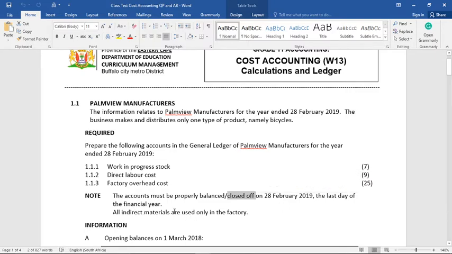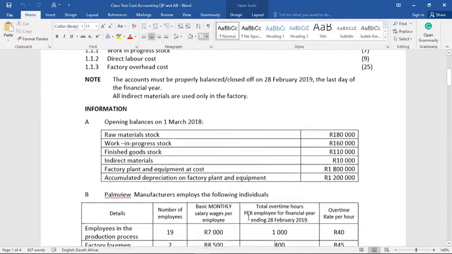Okay, all indirect materials are used only in the factory. Also important to note, sometimes indirect materials are also used in the selling and distribution area or the administration area of the business. So in this case, all indirect materials are used in the factory and would be shown in factory overheads. Okay, so we go to the information now.